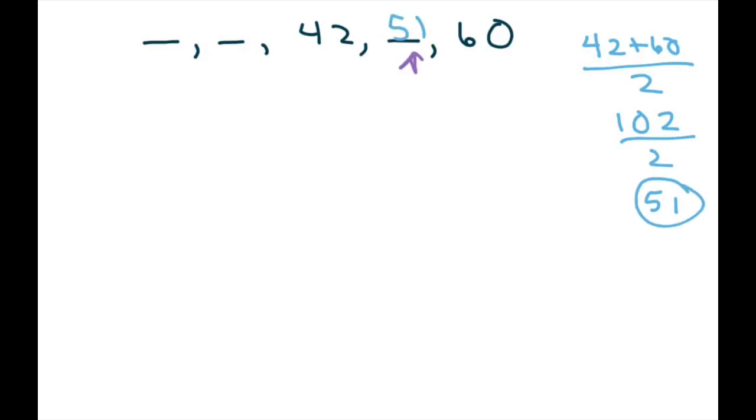Now we can find the common difference. How do you get from 42 to 51? Well, you add 9, or you just subtract. What's 60 minus 51? 9. So my common difference is 9. So 42 minus 9 is 33. And 33 minus 9 is 24. So that's a different way to do it, to get the midpoint first.